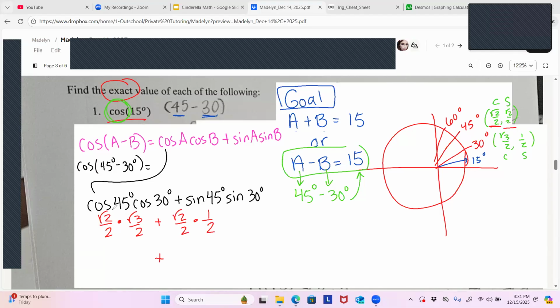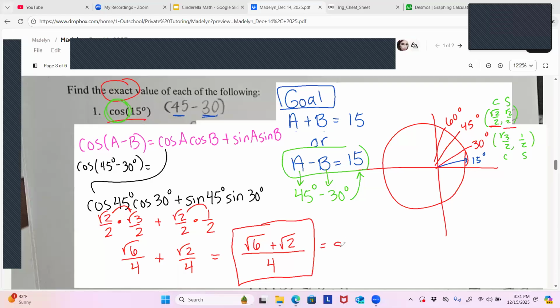Multiply first because of order of operations. Root 2 times root 3 is root 6. 2 times 2 is 4. Root 2 times 1 is root 2. 2 times 2 is 4. These have a common denominator, so we could combine them into a jumbo fraction, root 6 plus root 2. Don't combine those, right? If radicals don't have the same radicand, we can't do that. So just leave it like that, all over 4. That is the sine of 15 degrees. Nope, cosine. Losing my mind. Cosine of 15 degrees.